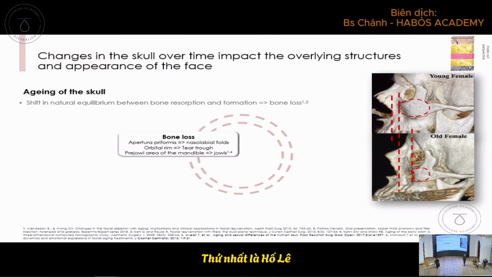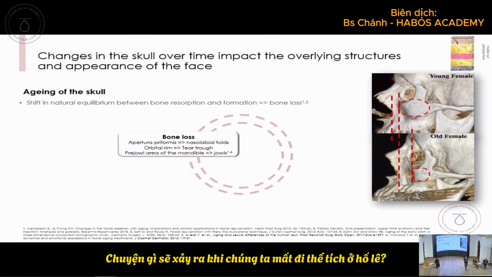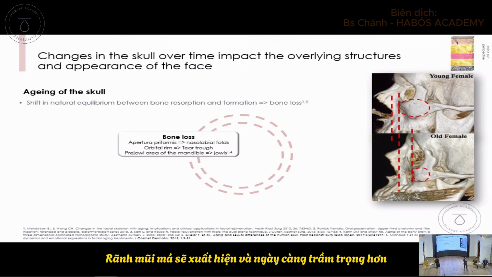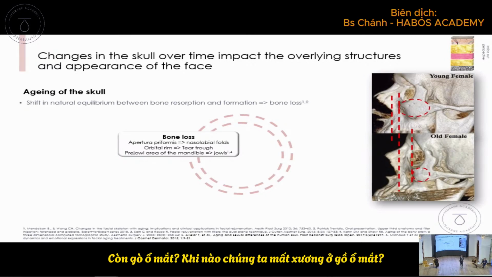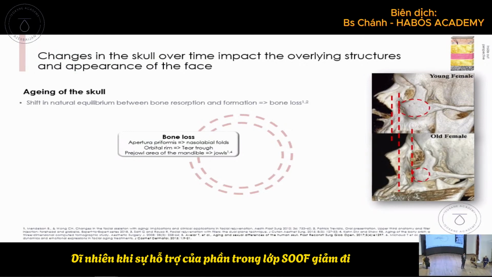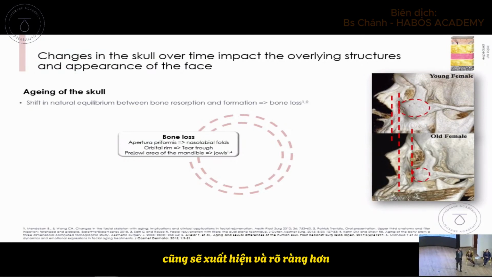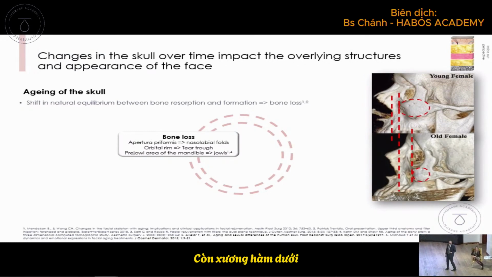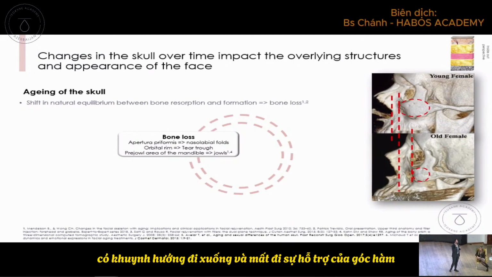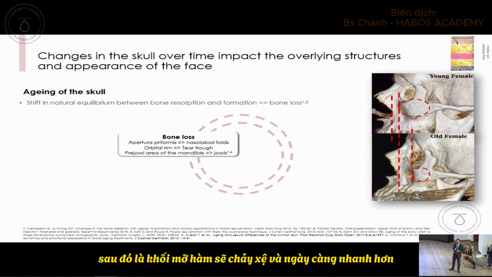One, apertura piriformis. What happens when we lose the apertura piriformis? Of course, the nasolabial fold becomes more and more obvious. What about the orbital rim? When we lose the orbital rim, of course, the medial support decreases and the tear trough becomes more and more obvious as well. What about the mandible? It goes down and loses the support in the angle, and then the jowling becomes faster and faster.